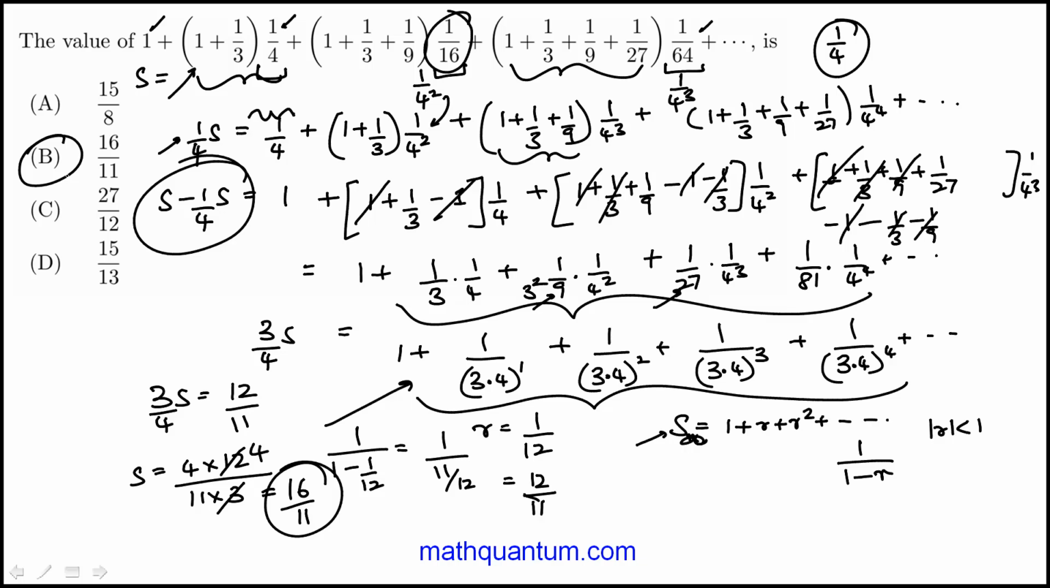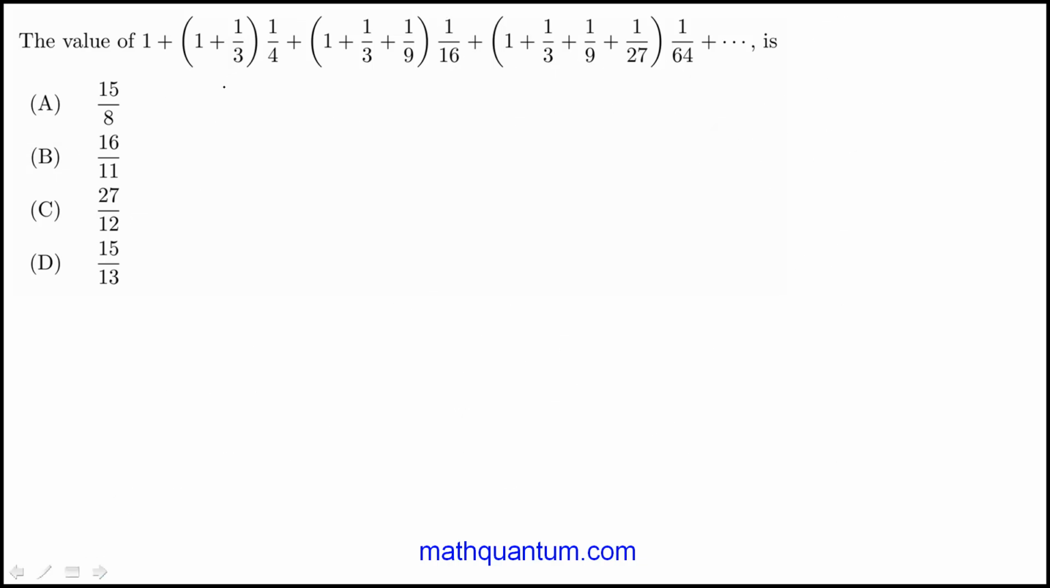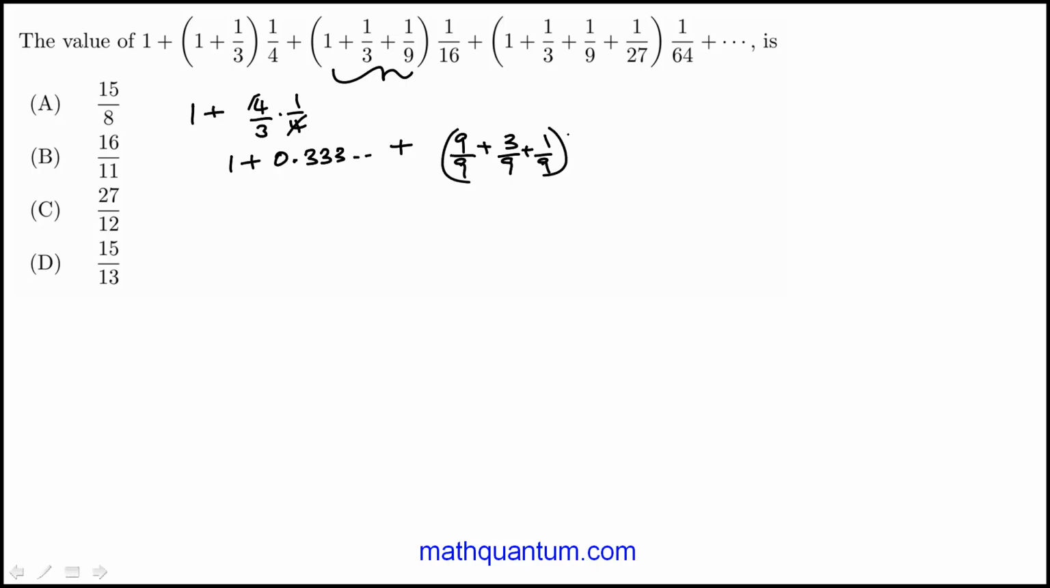So this is one way to do it. The second approach is you can actually just compute this out. So I would do it this way. So this is 4/3 times 1/4. So it's 1 plus 0.333. And then you can just either use the calculator directly, or if you're doing it by adding the fractions, it would be 9 over 9, 3 over 9, plus 1 over 9 times 1/16. So that's 13 over 9 times 16.